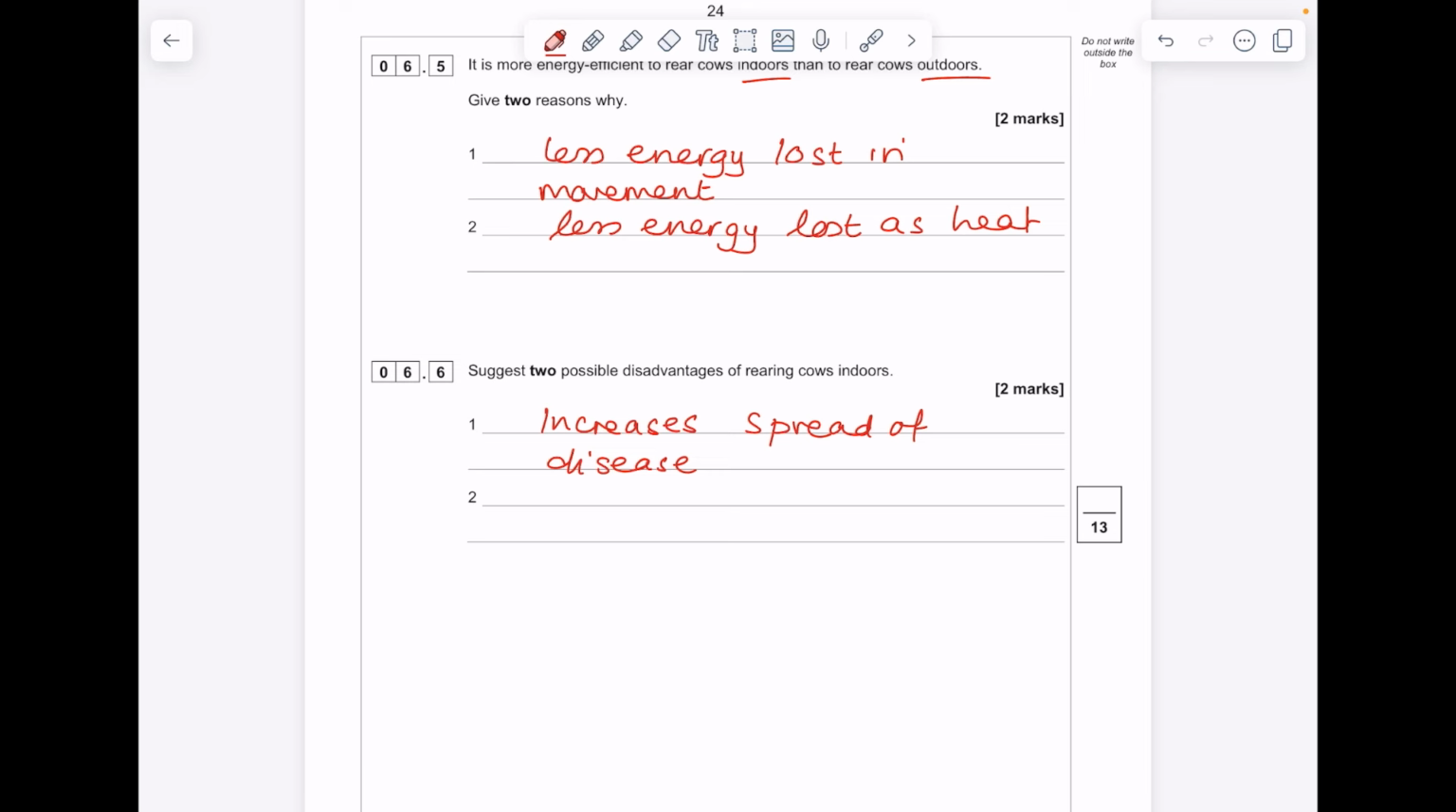You could have also said that there's the increased cost of heating those indoor enclosures. There could be more emotional stress reducing productivity, but they really don't want the word ethics mentioned there. You could say that they'd be fed more antibiotics. But I don't know why that's an assumption based on the fact they're indoors.